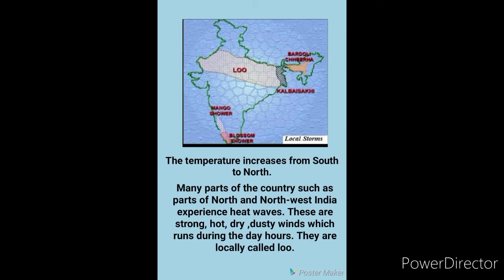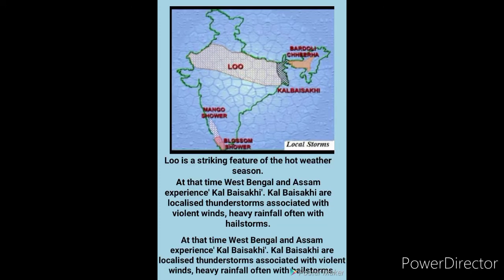They are locally called loo. Loo is a striking feature of the hot weather season. At that time, West Bengal and Assam experience Kal Baisakhi. Kal Baisakhi are localized thunderstorms associated with violent winds, heavy rainfall, often with hailstorms.